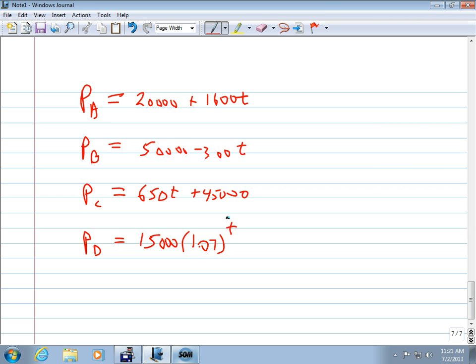So 1.07 is bigger than 1. When you square it, when you cube it, is it getting bigger or is it getting smaller? 1.07 squared, is it bigger than 1.07? Right? 1.07 cubed, is it bigger than 1.07 squared? It is. So that's an example of exponential growth. That population is growing exponentially. The other 3 populations are growing linearly.